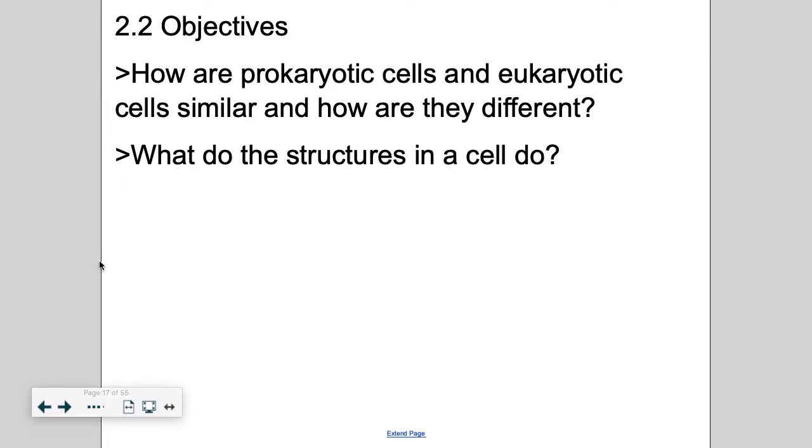All right, welcome back. Today I'm going to cover section 2.2, which deals with cell structure and organelles. So I'm going to talk about two different types of cells, prokaryotic cells and eukaryotic cells, discuss some similarities and how they're different, and then talk about the structures inside the cell and what each one does. So we have a lot of notes to go through, so bear with me. Feel free to pause and write them down and then resume.